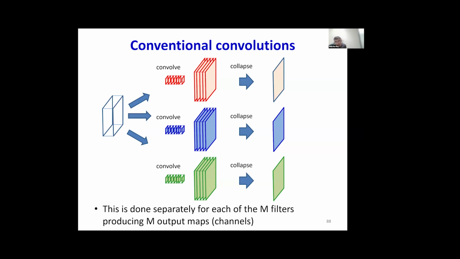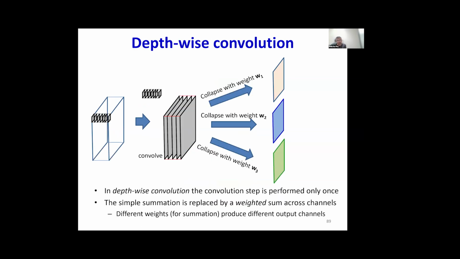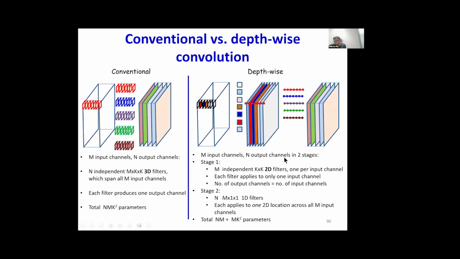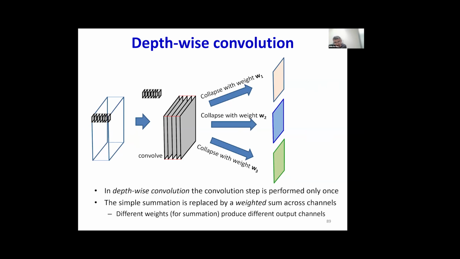So in depth-wise convolution, here's what you do. You have a filter, just one filter, and when I convolve the filter with the input, it's going to produce as many channels as the number of input channels. But then when I collapse them, instead of just summing all of them up, I'm going to do a weighted sum, and I'm going to use a different set of weights for each output channel. So wait, is this visualization making sense?